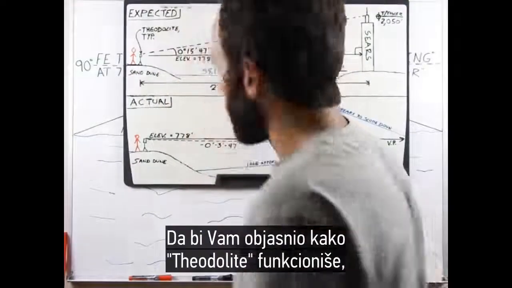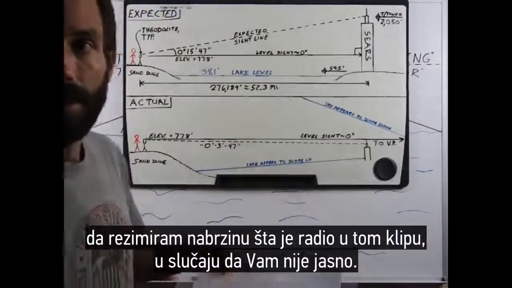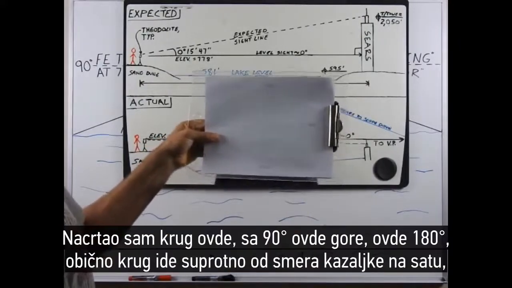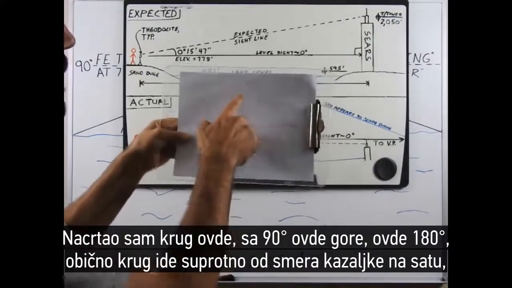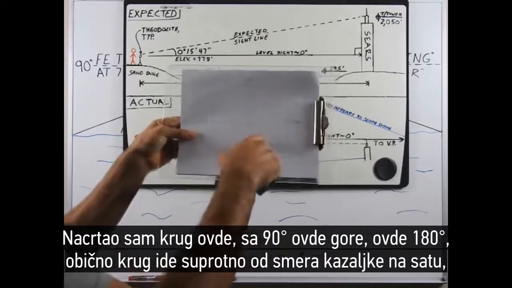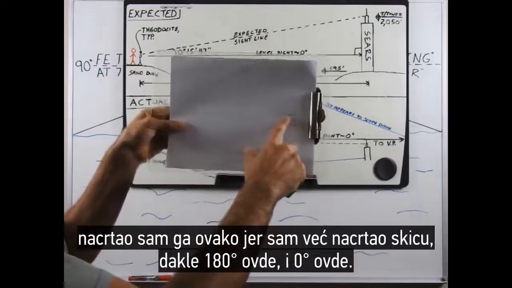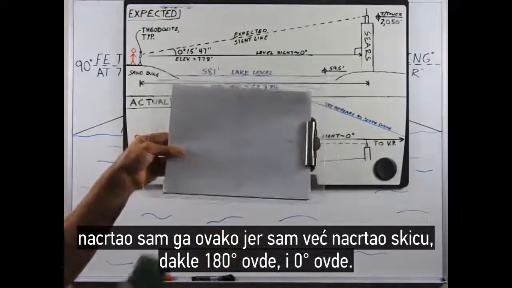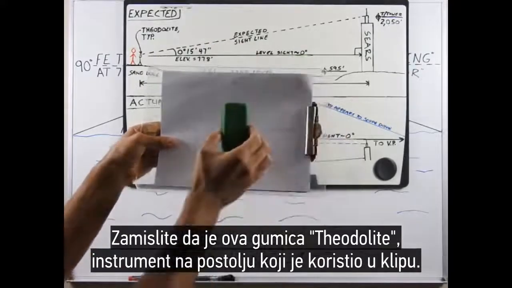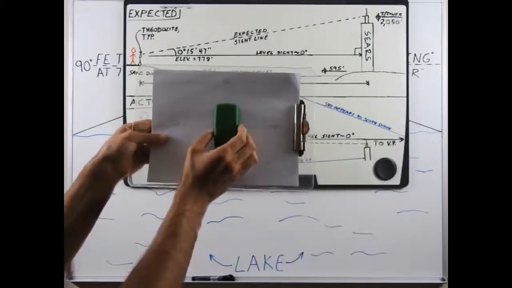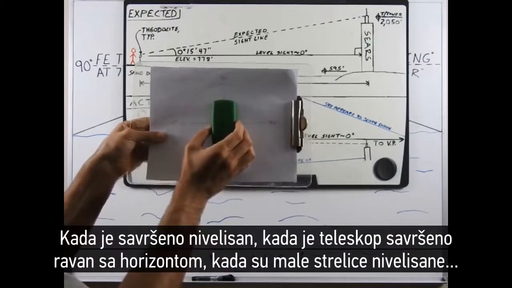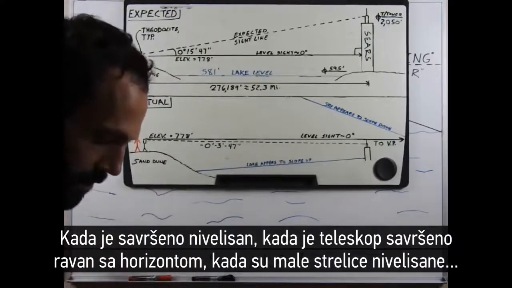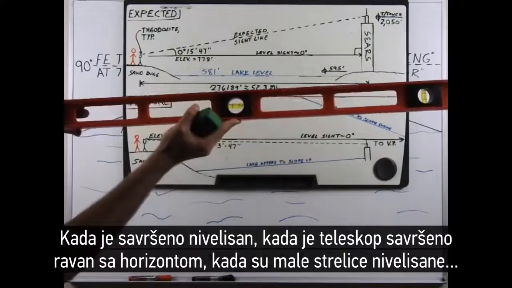And to give you an idea how the theodolite works, just to give a quick rundown on what he was doing in the video in case it doesn't make sense, I drew this unit circle here with 90 degrees being straight up. I put 180 degrees over here, 0 degrees here. Typically a unit circle goes counterclockwise, but I just drew it this way because of how the sketch is drawn. Imagine this eraser is the theodolite, the device on the tripod that he was using in the video. When the scope is pointing perfectly level, straight out at the horizon, I mean the crosshair is level.